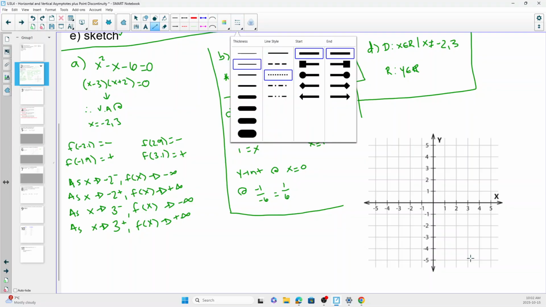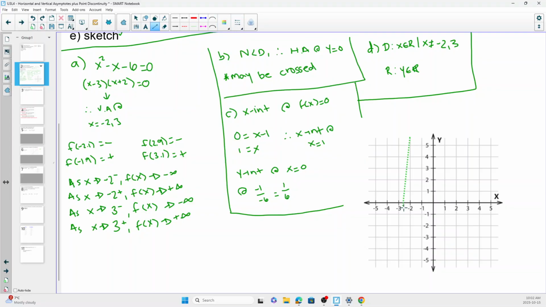tool for my vertical asymptote. So one at -2 and one at positive 3. I might have just said -3, but it's positive 3. So we have a vertical asymptote there and a vertical asymptote there. And we have a horizontal asymptote at y equals 0.